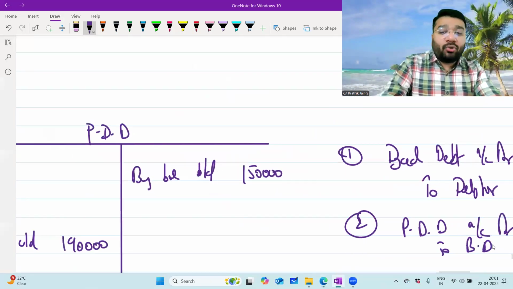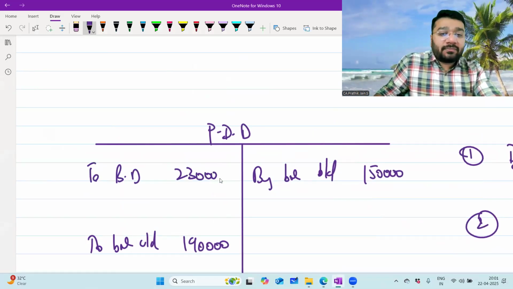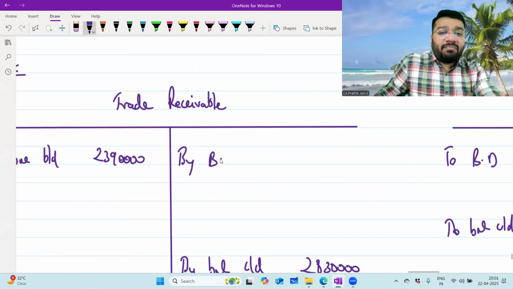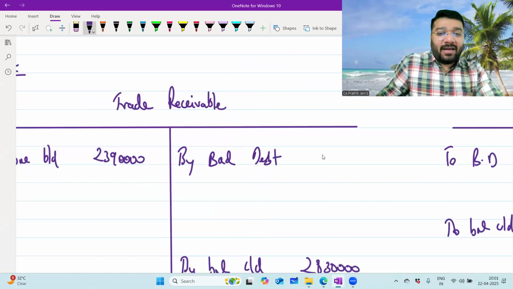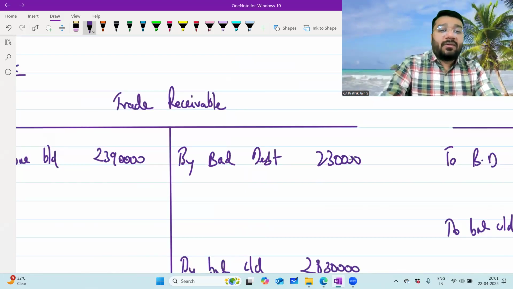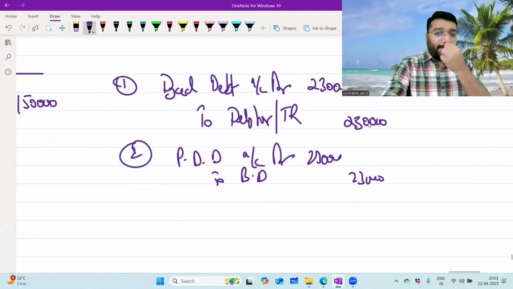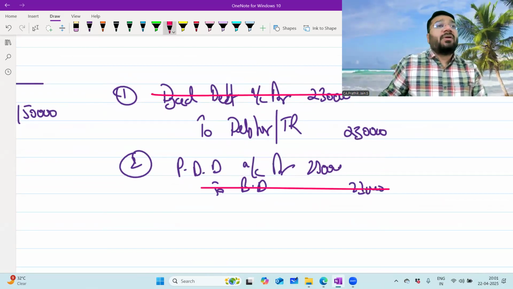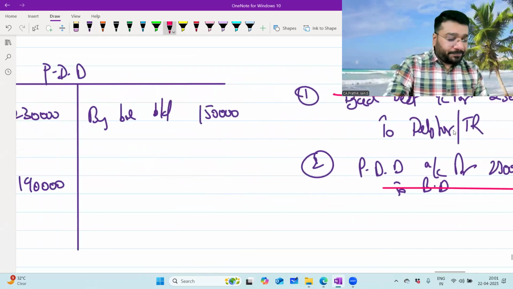So in the PDD ledger it will be to bad debts, 2,30,000. And in the debtor ledger, by bad debts 2,30,000. Instead of the word debtor, you can write trade receivable also. So one impact in the debtor ledger, another impact in the PDD ledger, because bad debt opened and bad debt closed. Any problem?